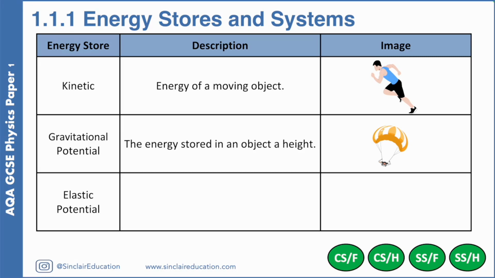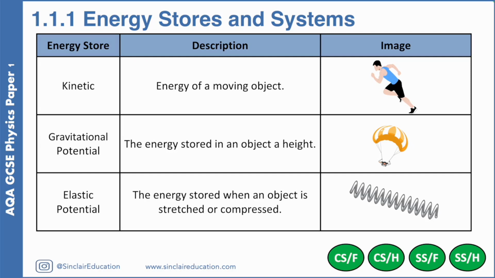While gravitational potential is the energy that we store in an object at a height. So as soon as anything's lifted off the ground, you're going to have an increase in gravitational potential energy. The higher it's lifted, the more gravitational potential energy the object or system is going to have. We also have elastic potential, and this is any energy stored when an object is either stretched or compressed. Because when we release that force that's causing the stretch or compression, we're going to see a change to that system, normally in that it's going to move. Now, these three energy stores are going to make up a huge portion of the energy topic.